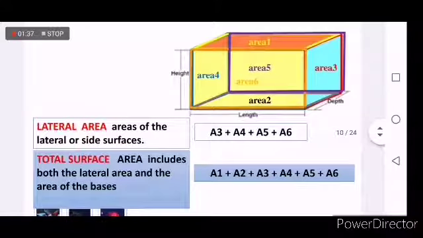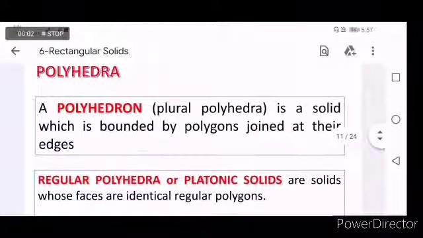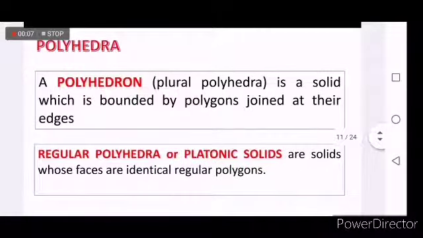So, as you could see there, area 3 plus area 4 plus area 5 plus area 6 represents the lateral area of this solid. While the total surface area is the sum of all the areas of the planes covering the solid. A polyhedron is a solid which is bounded by polygons joined at their edges. We also have what we call regular polyhedra or platonic solids. And these are solids naman whose faces are identical regular polygons.